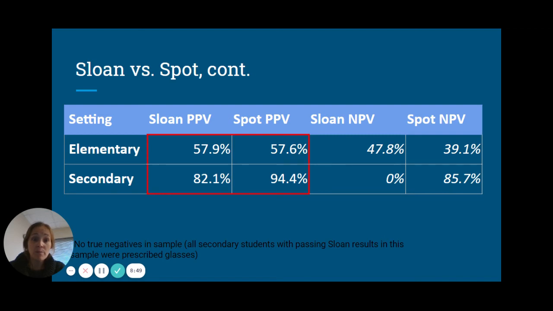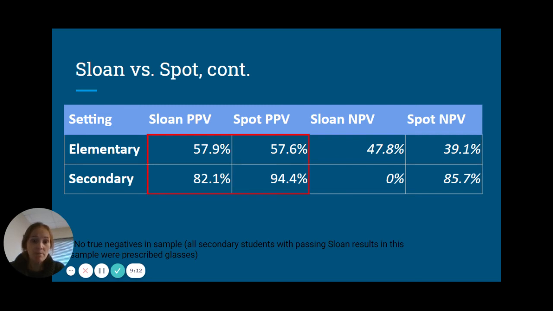So here are the results for the positive predictive value for the Sloan and the spot at the elementary and secondary level. You can see here that the positive predictive value, can we trust that the referral will require a correction, is about the same for the spot and Sloan at the elementary level. The spot is a little better at the secondary level. I also listed the negative predictive values here. Can we trust that a pass is a true pass?